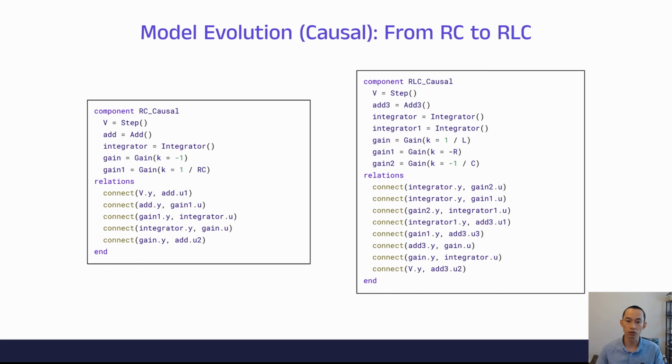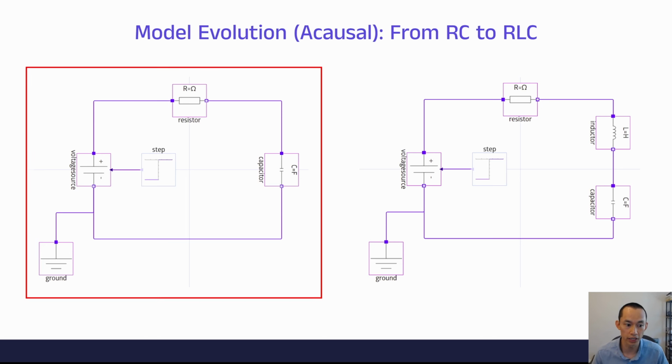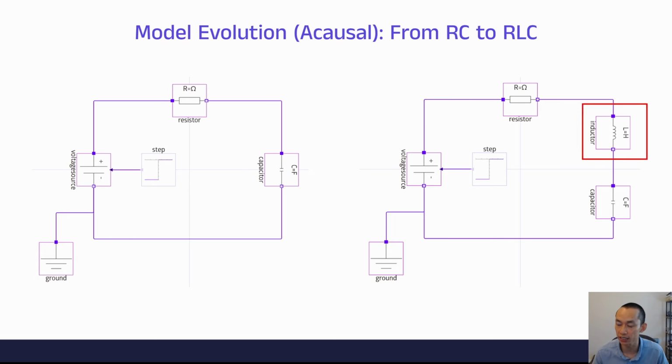And how did the model evolve in the Acausal approach, right? So in the Acausal approach, we started with this for our RLC circuit. And when we wanted to incorporate or build an RLC circuit, the only thing we had to do was add this inductor right here. That's all we had to do. We just had to put this into our previous model and we're good to go. We're able to reuse everything we previously did.